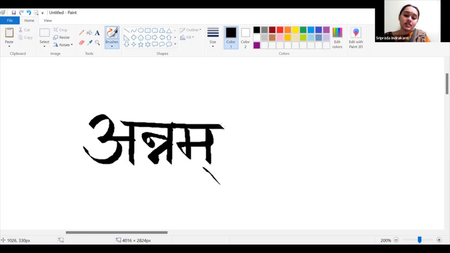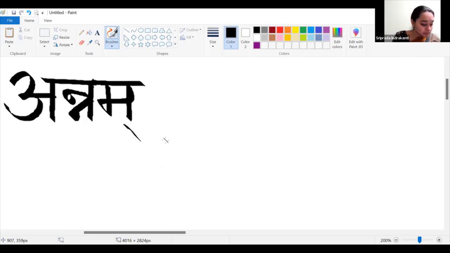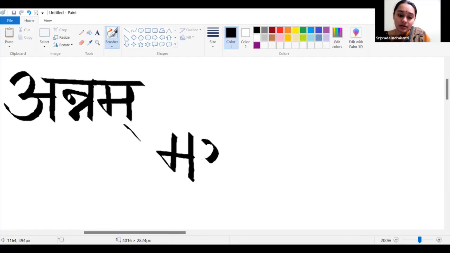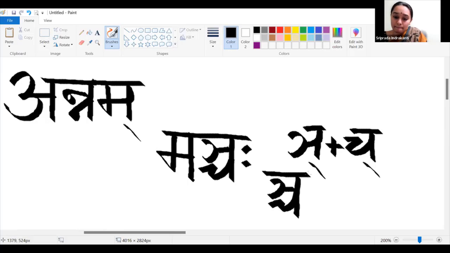So when writing words, it's better to write the full makara, then just put a dot at the top. It's more accurate. Annam. Both are the same pronunciation. Manchaha. The next one is manchaha. So here as well, we see the nya and the ch together. So it becomes ch.